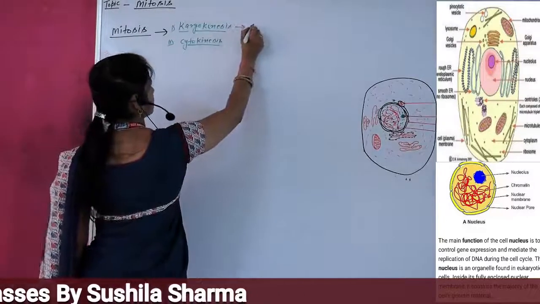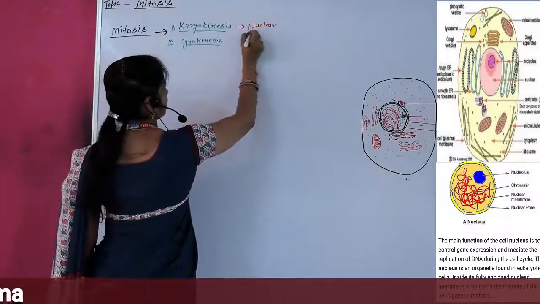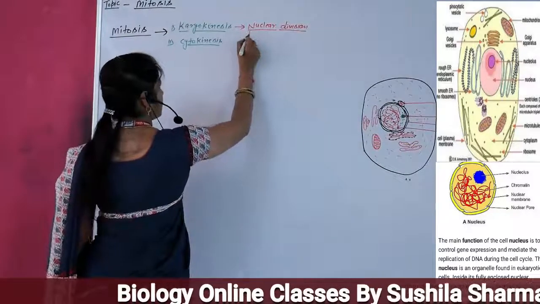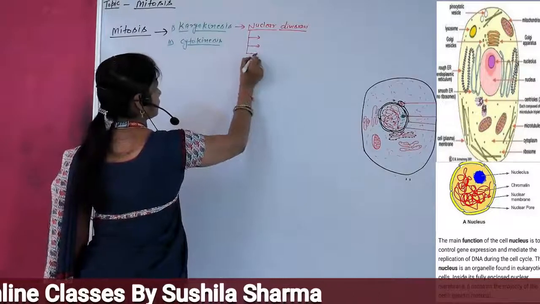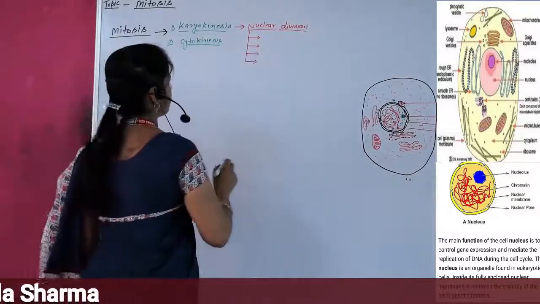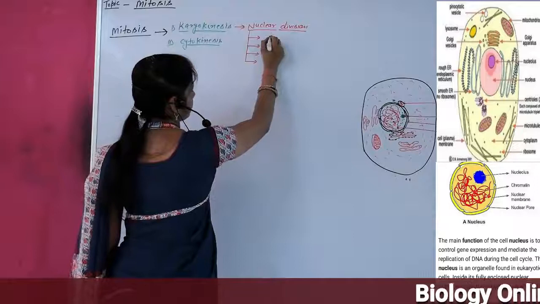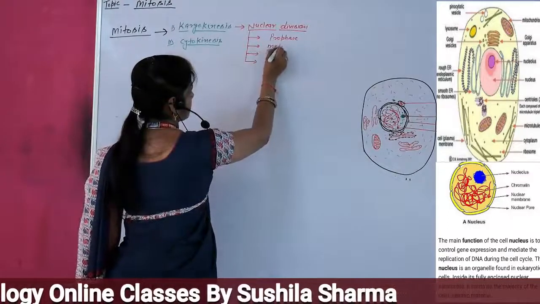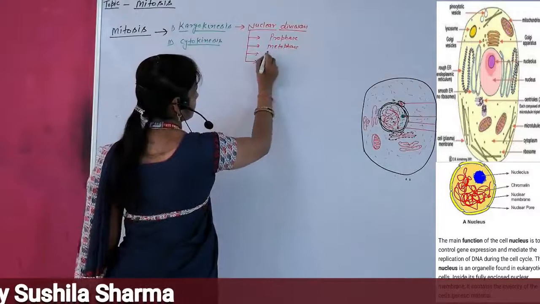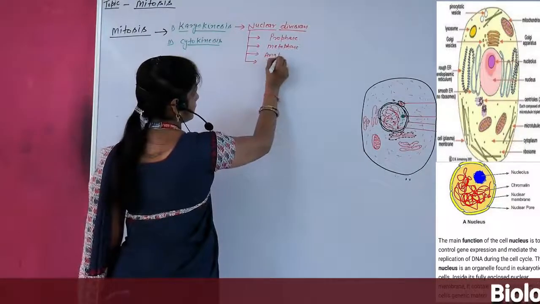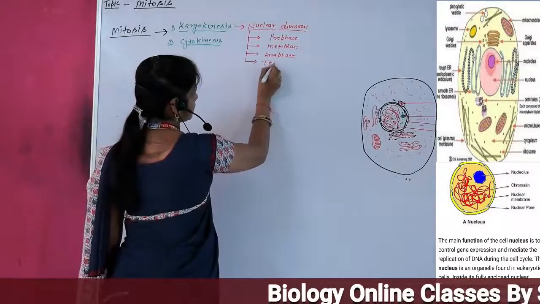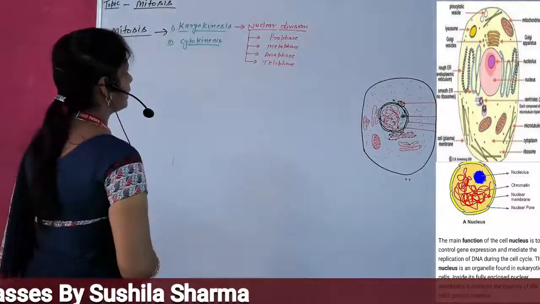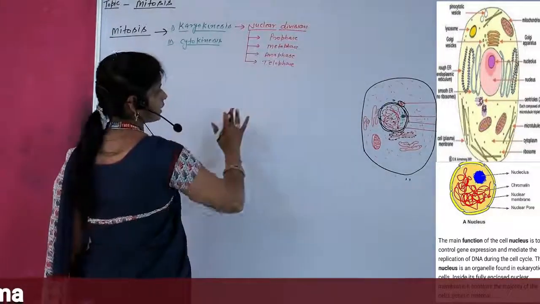Karyokinesis, in which nuclear division takes place, completes in four phases: prophase, metaphase, anaphase and telophase.